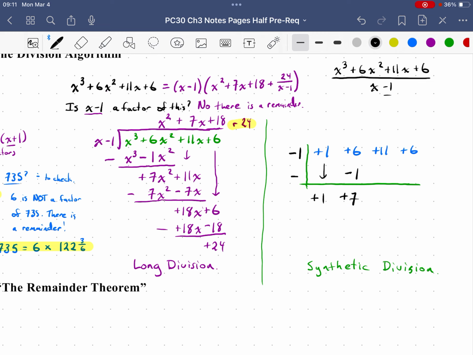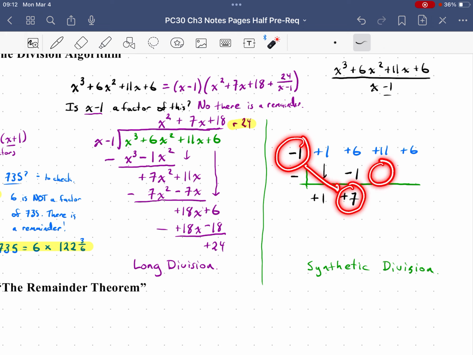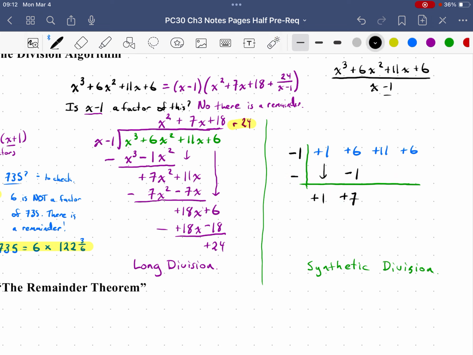Do you see where this comes from over here in the long division? Plus 6 subtract minus 1. Then we do negative 1 times plus 7, and we put the answer here. That is going to be minus 7. Then we do minus 11, take away minus 7. That is going to give us plus 18.